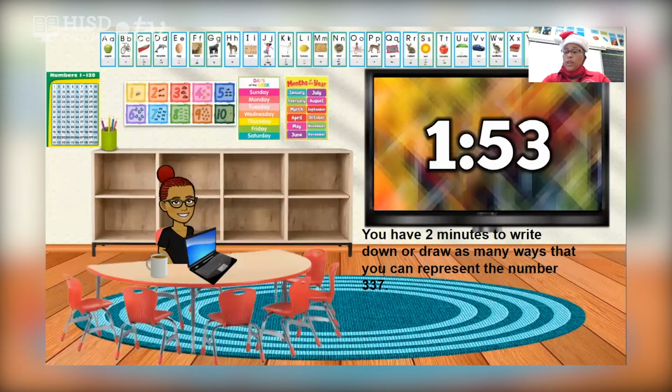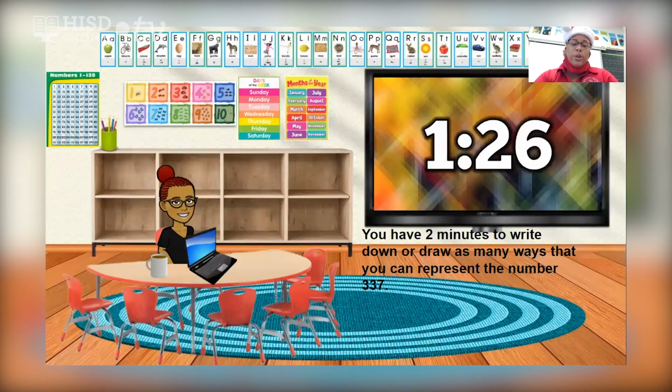Don't forget all those wonderful ways we said. Expanded form. Use place value blocks to show me the number 337. Money. I see somebody using subtraction. You can use subtraction to show the number 337.